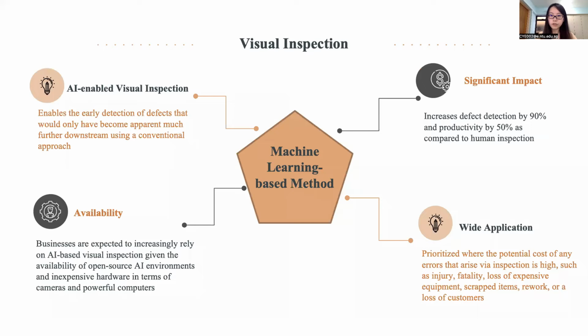Through literature review, we have found that machine learning-based method enables early detection of defects and hence increases defect detection by 90% and productivity by 50%. It is also easily accessible and available for business to develop and implement, and therefore applied in many industries where potential cost of error is high.